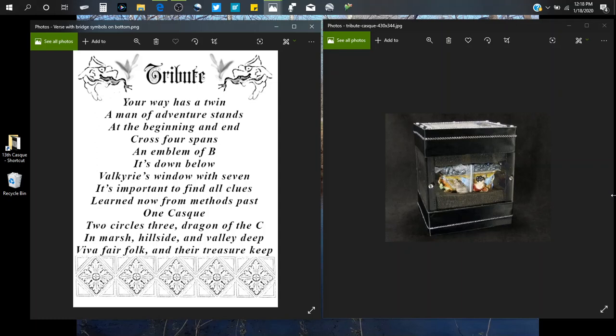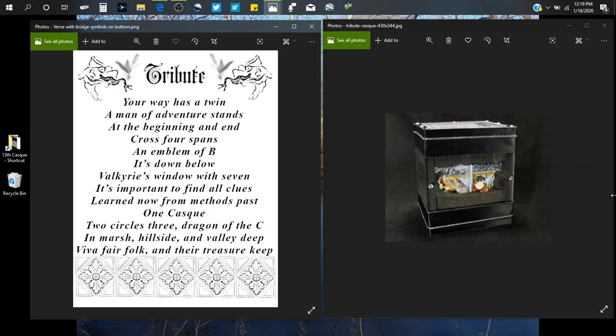I got a lot of footage. I mean, this is going to blow people's minds away. I mean, the cleverness of this hunt was beautifully done. So, your way has a twin, a man of adventure stands at the beginning and end, cross four spans. An emblem of B, it's down below, Balcour's window with seven. It's important to find all clues.